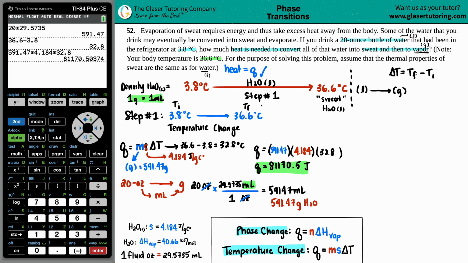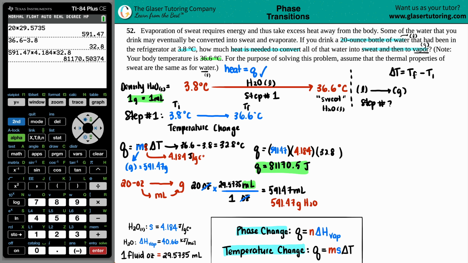We have officially found out the amount of heat that was required to just get that water up to 36.6 degrees Celsius: 81,170 joules. Crazy. Okay, now it's turning into sweat. But then the sweat is going to evaporate. So here's my step number 2.